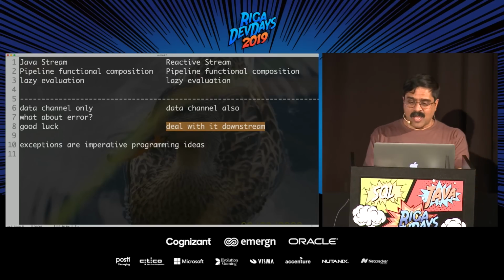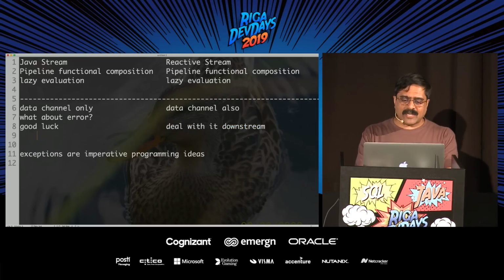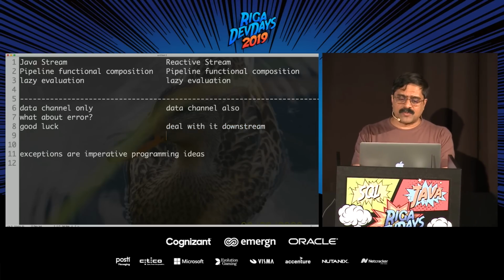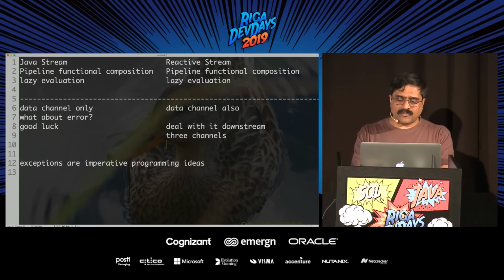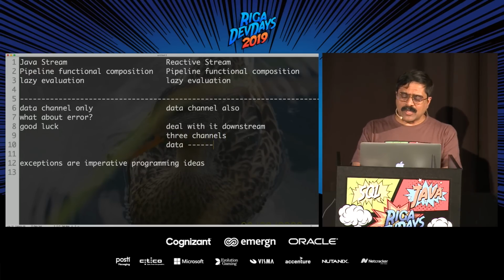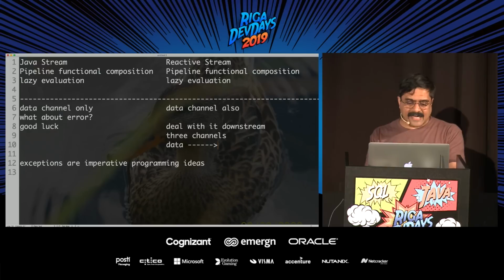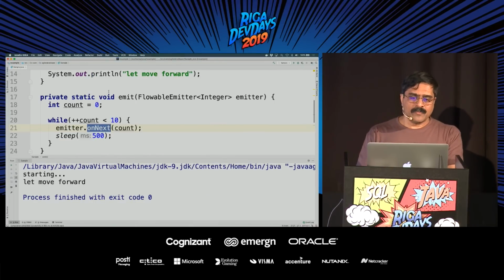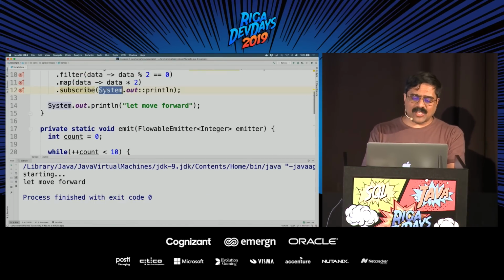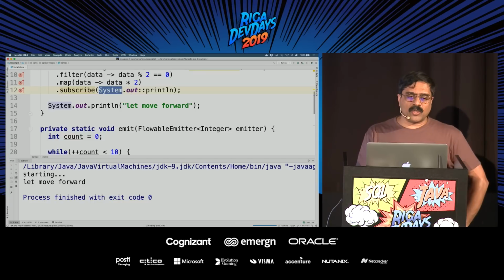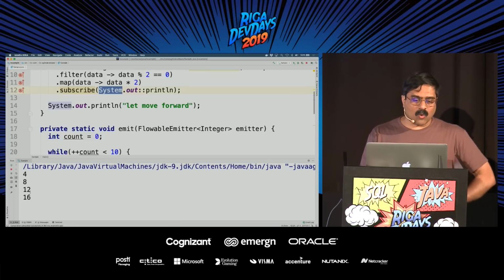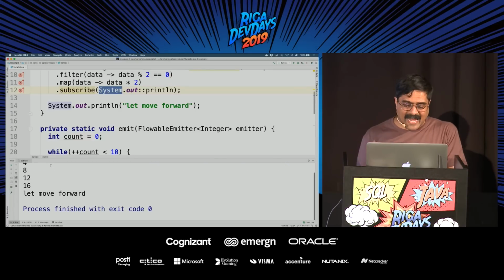Well, the point really is you deal with it downstream. How do you do this? Well, the way you do this is in the reactive stream, the Flowable or the Observable have 3 channels that they provide. The first is the data channel. Through the data channel, you get the data. So what you saw up here is that you're subscribing to the data channel. So when I run this code, you can see that it is giving us the 4, 8, and 12, and so on. That is data coming through the data channel.